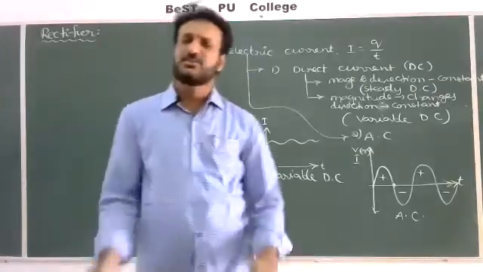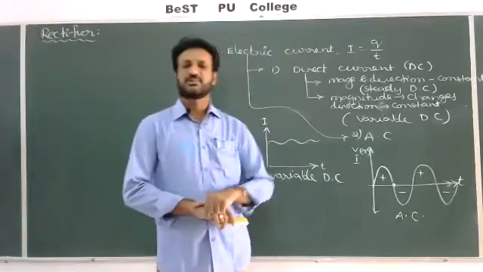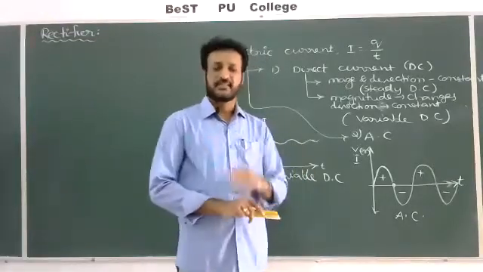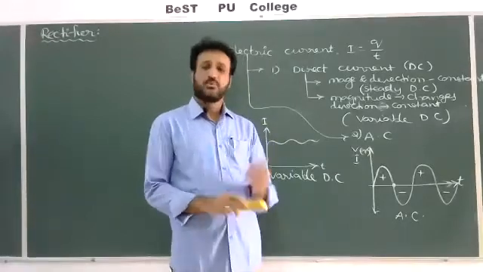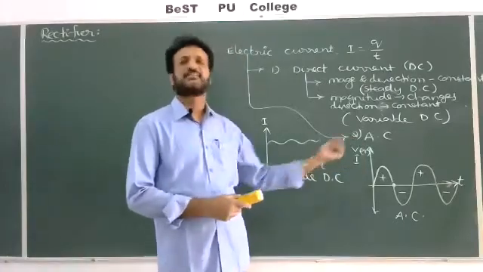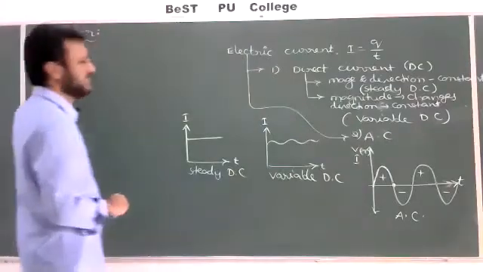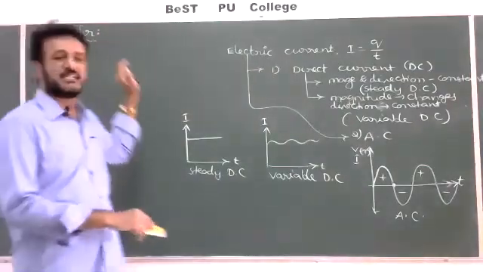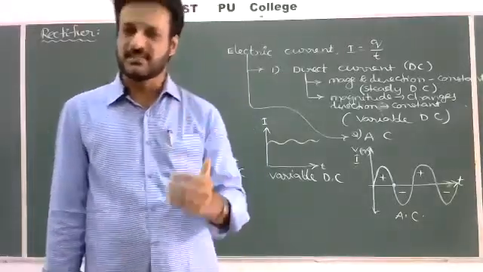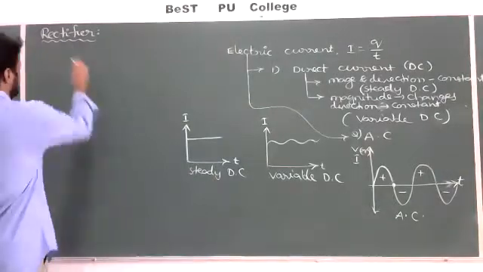Some circuits require AC, but some circuits have no need of AC. We require only DC. So how can we convert AC to DC? There is a device used to convert AC to DC. That device is called a rectifier. So what is a rectifier? An electronic device which converts AC to DC is called a rectifier.